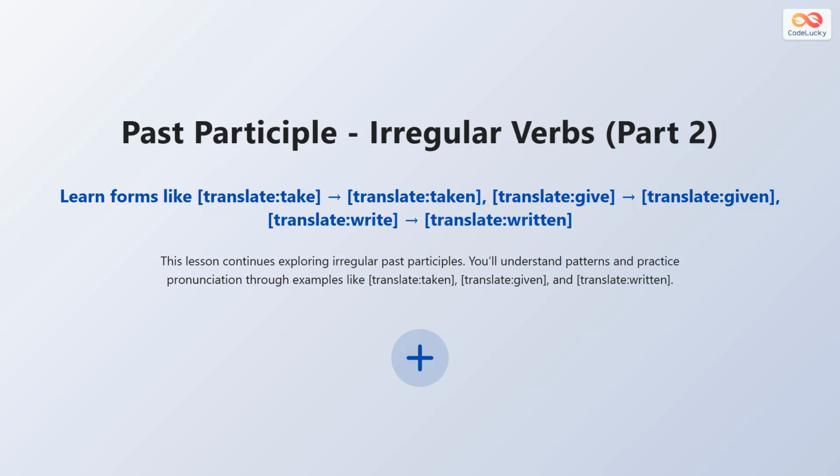In this lesson, you will explore irregular verbs and their past participle forms. These include verbs like take, give, and write. Understanding these forms helps build sentences in perfect tenses, such as have taken or have given. Listen carefully and repeat the examples to get comfortable with pronunciation and meaning.